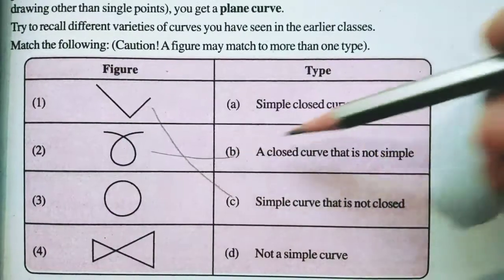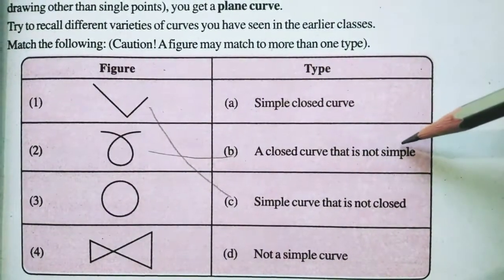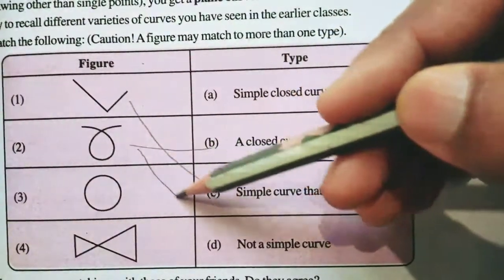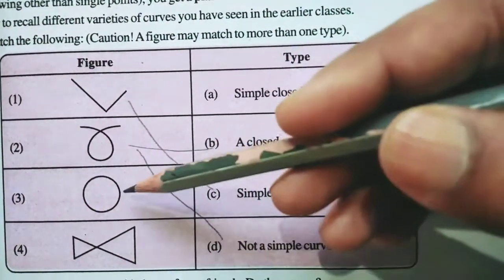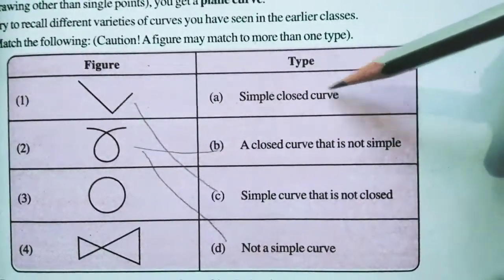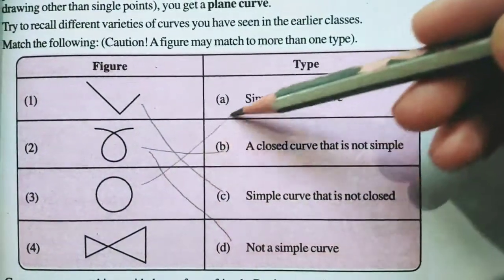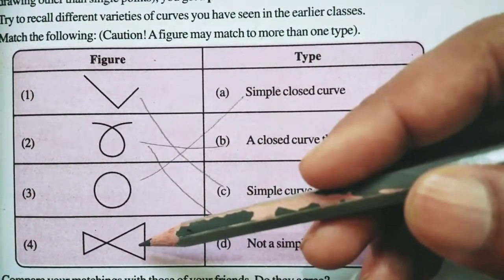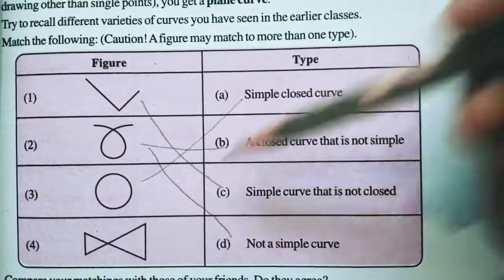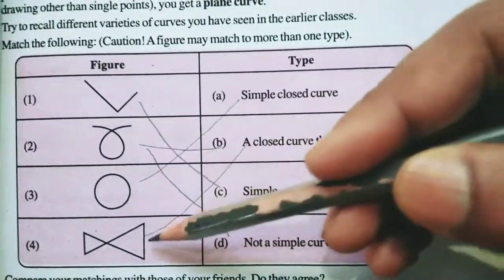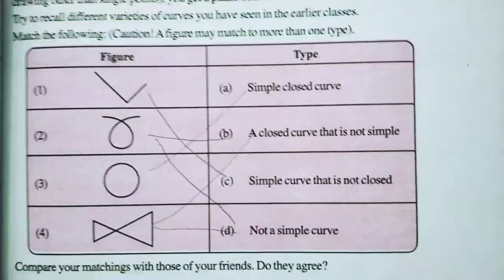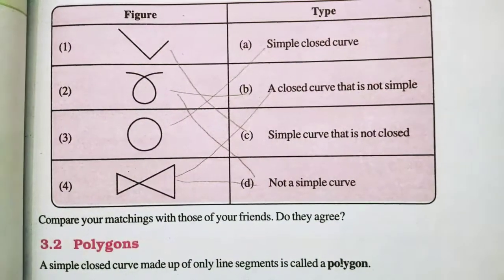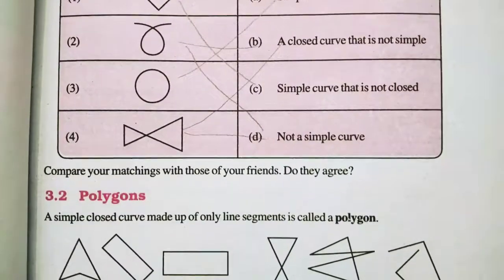So here it is a closed curve that is not simple, and here also you can give this option, not a simple curve. Then this circle is a simple closed curve, very simple closed curve, right? Now this figure you see is also a closed curve but not a simple closed curve, and here also not a simple curve. So we have seen many closed and open curves in our earlier classes, right?